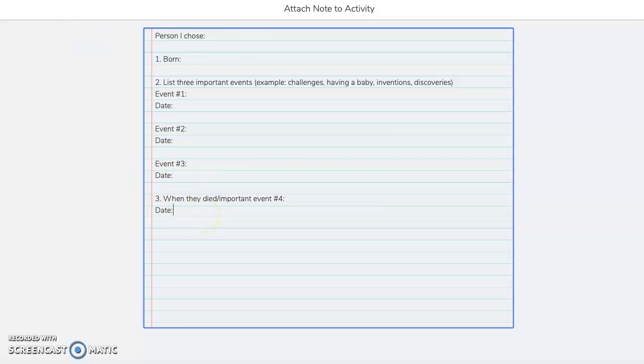So here is your job today. You need to write down the person that you chose to write your biography about, when were they born, 3 important events about the person's life, don't forget the date, and down here, when did they die? And if they're still alive, then something else important that happened in their lives. You can also add the date when you're done.